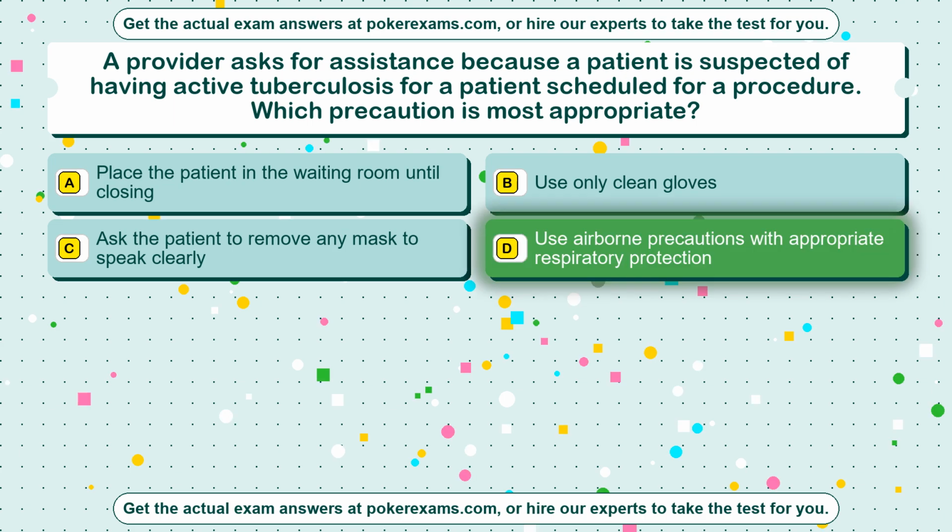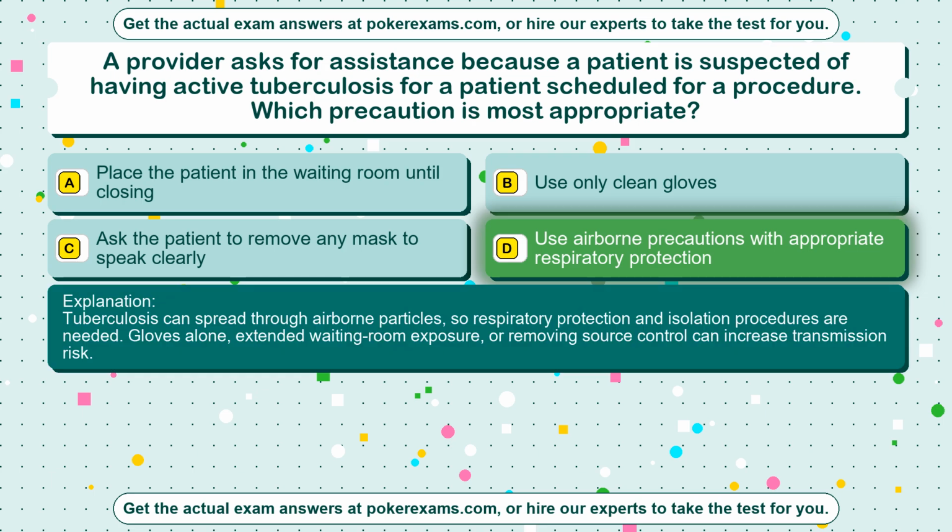The correct answer is option D. Use airborne precautions with appropriate respiratory protection. Tuberculosis can spread through airborne particles, so respiratory protection and isolation procedures are needed. Gloves alone, extended waiting room exposure, or removing source control can increase transmission risk.